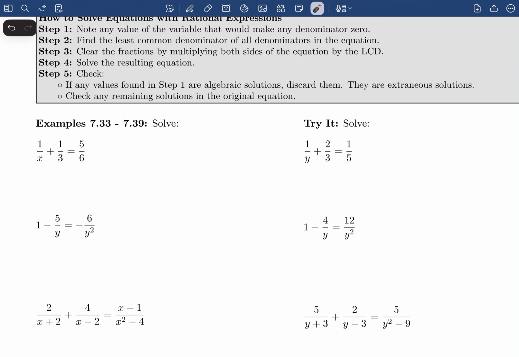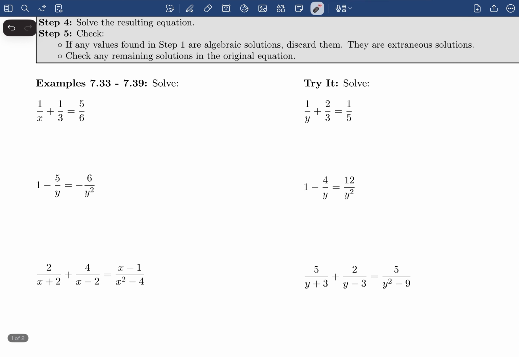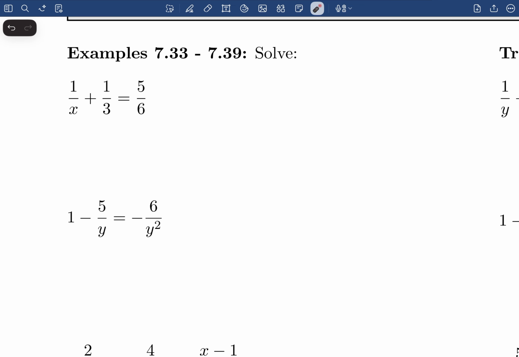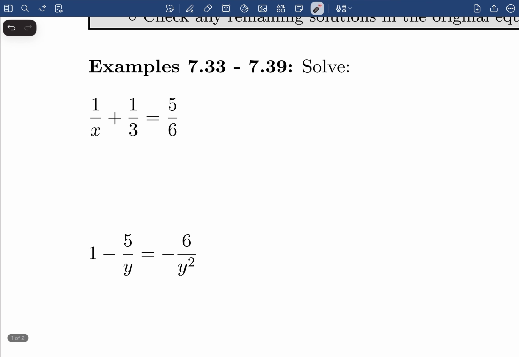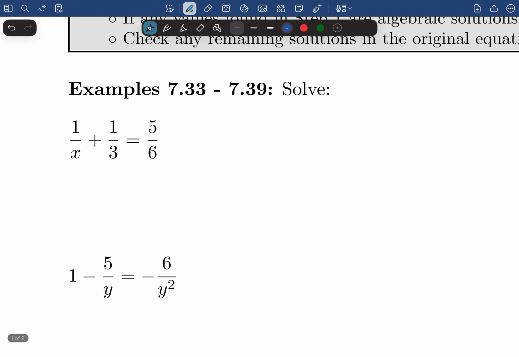Great. So jumping into our examples, we will have a set of examples in which I will increase the complexity as we go. I'll do the left-hand side. You are always welcome to try the right-hand side as we build our skills. So let's start with step one. Step one, take note of any values of the variable that would cause the denominator to be zero.